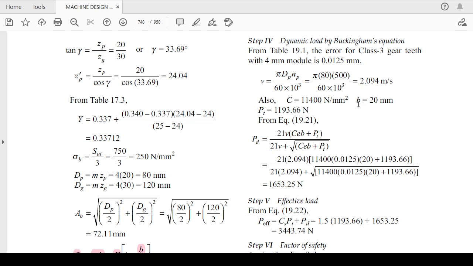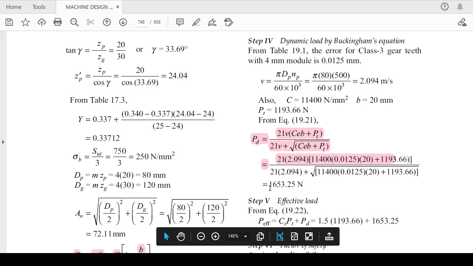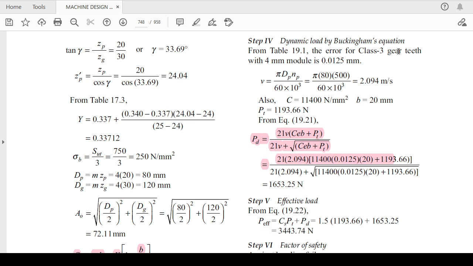The value of B, which is face width, is given in the numerical. PT you have calculated. Put all these values in the formula. This formula you can also fetch from the design data book, or it is given in your book. You should not remember this formula, just fetch it from the design data book in your university exam as well. Okay, keep these values in the formula and you will get the answer for the dynamic load or incremental dynamic load according to the Buckingham's equation.